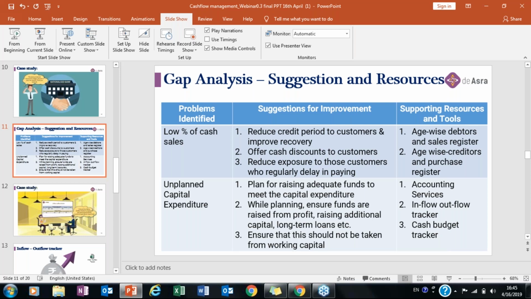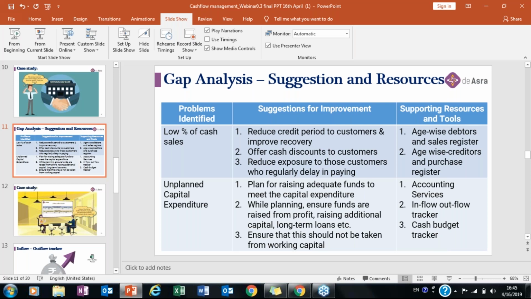smoothly. Now, what happened due to that is that it did not affect the clientele base because they were very happy with the service, but her cash was drastically reduced because of an unplanned capital expenditure which came. So one needs to keep at least 5% of their money for such contingencies or such unplanned capital expenditure. So plan for raising adequate funds to meet the capital expenditure. You need to keep some amount of money aside for unplanned capital expense.